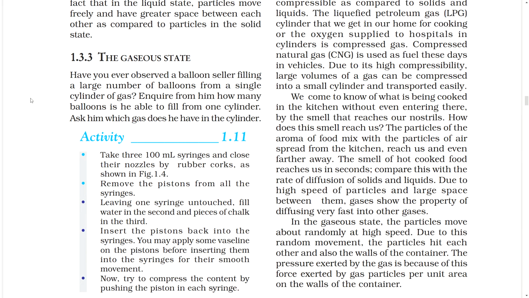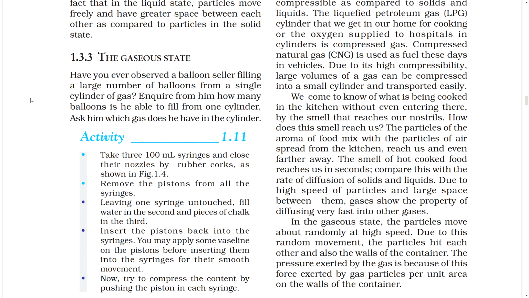We come to know of what is being cooked in the kitchen without even entering there, by the smell that reaches our nostrils. How does the smell reach us? The particles of the aroma of food mix with the particles of air and spread from the kitchen, and even further away. The smell of hot cooked food reaches us in seconds.